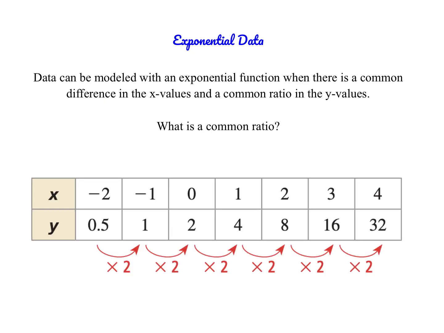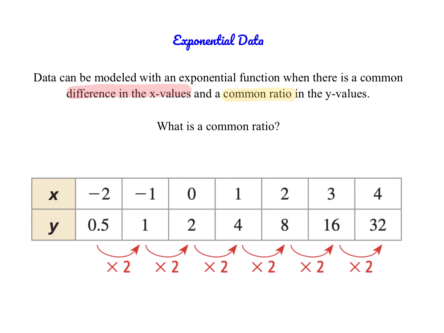So today we are going to be modeling with exponential functions. So the first thing we need to learn is how to identify exponential data. So the first thing we look for is, again, that common difference in the x values. And if you notice that, then you're going to look for a pattern in the y values. But this time, instead of looking for adding or subtracting by the same thing, we're going to be looking for what's called a common ratio. So what is a common ratio?